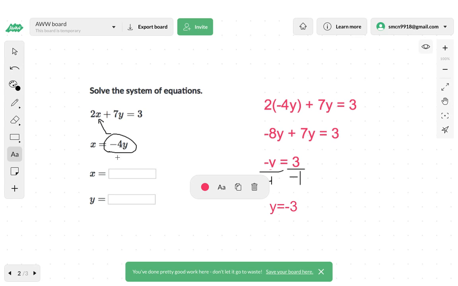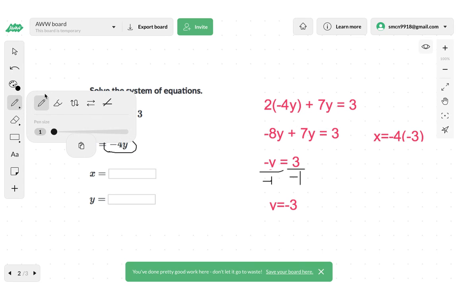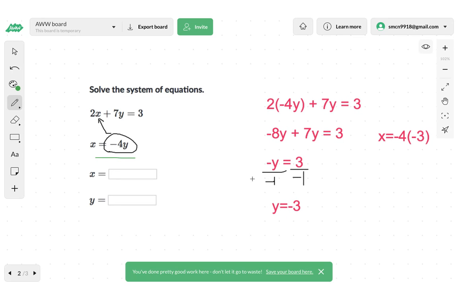I'm going to go back to this original equation, and I'm going to try to find my x value. So I'm going to write in x equals negative 4 times negative 3. Okay, so I'm plugging into this equation. This one right here. Plugging into this guy right here. So I have x equals negative 4 and the value I just found, which is negative 3.